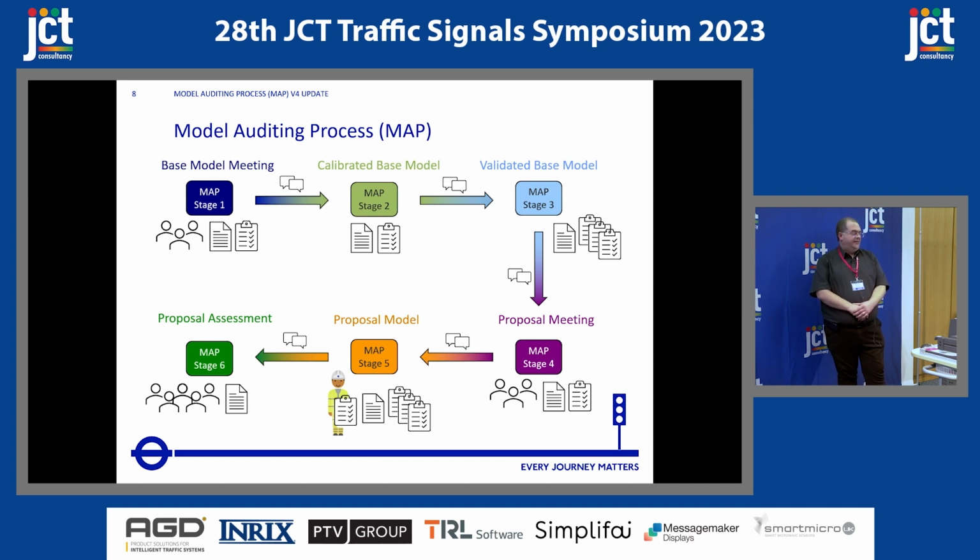For the modelling stages at 2, 3, and 5, there is a formal model submission accompanied by a model report from the design engineer, which is then audited by the model auditing engineer, who completes the check sheet and returns it to the design engineer. At stage 5, there's also a check of any proposed signal designs to make sure they comply with current TfL policies. Now, at MAP stage 6, we have the assessment where the model outputs are assessed and a decision is made on whether that scheme will be delivered or not.